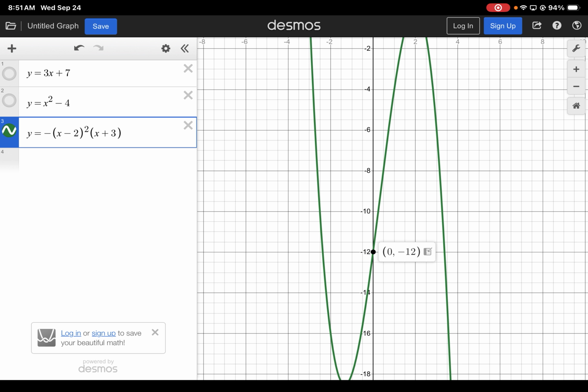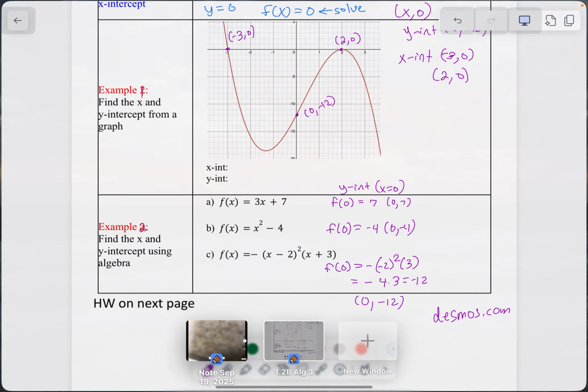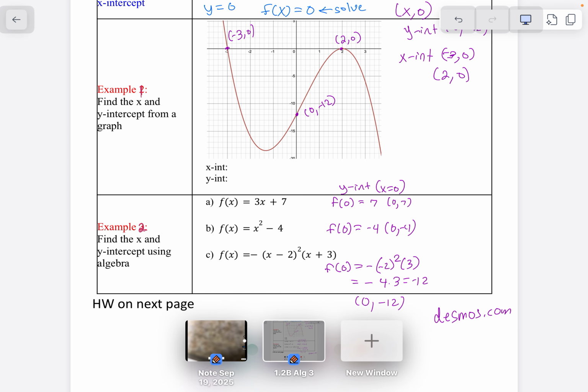So using Desmos as a tool to check your algebra is a great thing. You check it very quickly: enter in the equation, tap where it hits the y-axis, you got it, okay? So now let's go back to our notes for a minute, and let's find the x-intercepts. Let's do the harder one, okay?